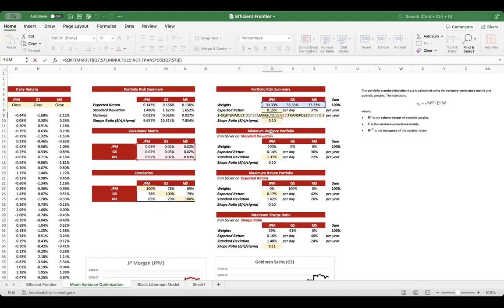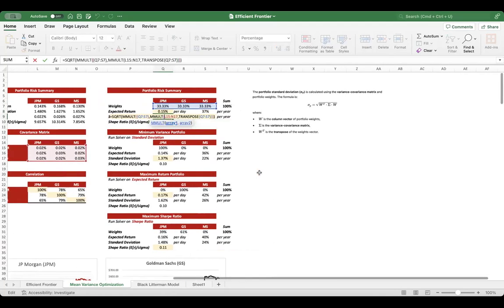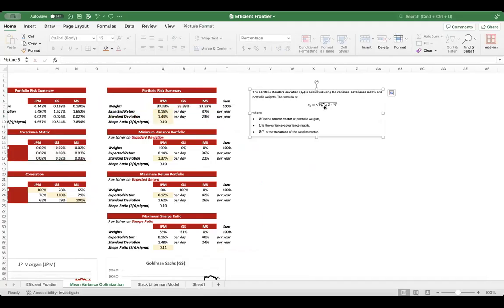Now, to arrive at the portfolio standard deviation, this is the formula that I'll use. I'll multiply the weight with the covariance matrix, and then I'll multiply that again with the weights. This is a very standard practice of calculating the standard deviation of the portfolio.